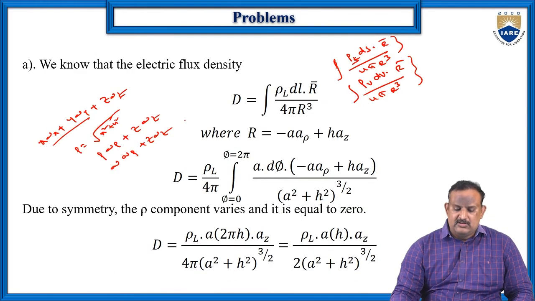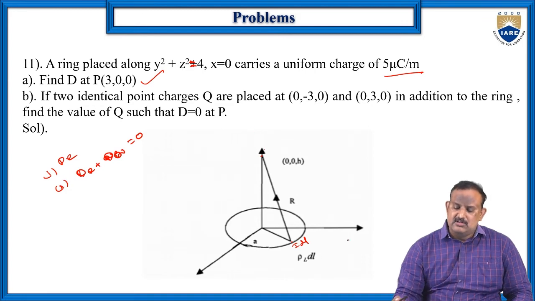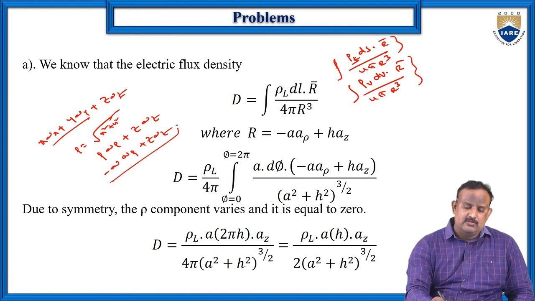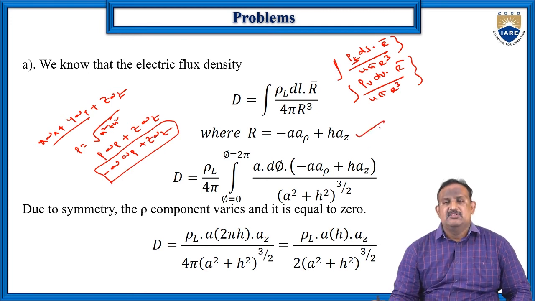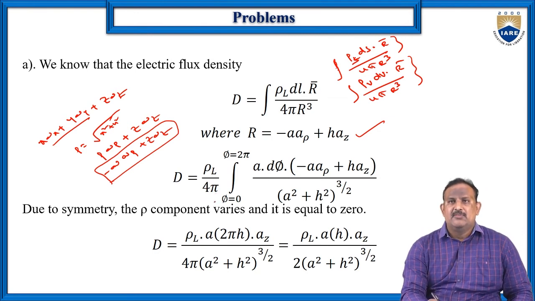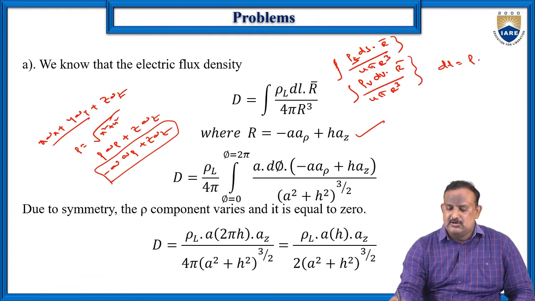So from the figure we can observe that r is along the upward direction and the radius is toward the downward direction. Therefore, I am assuming negative for the radius. So minus a a_rho plus z a_z is the distance between the 2 points. Then if we substitute the same in the electric flux density, D is equal to rho L by 4 pi r cube, integral phi equal to 0 to 2 pi. In place of dl, because it is a ring, we can substitute a d phi.